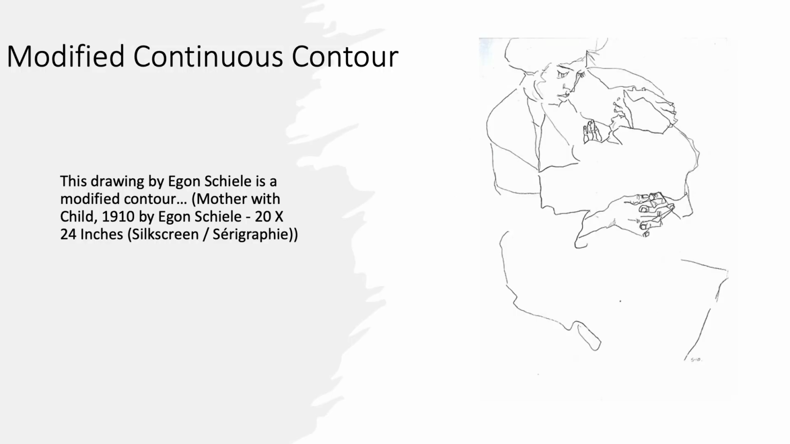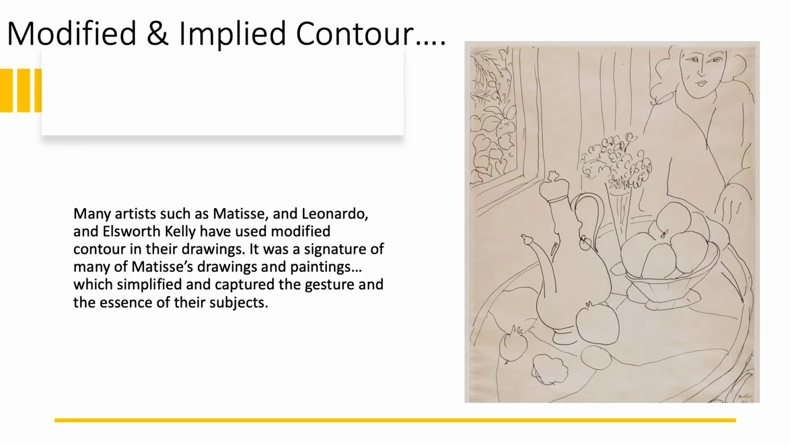Modified continuous contour. This work by Egon Schiele, which is actually a serigraph print, Mother and Child, done in 1910, is a very good example of a modified continuous contour. Modified and implied contour. Many artists such as Matisse, Leonardo, and Ellsworth Kelly have used modified contour in their drawings. It was a signature of many of Matisse's drawings and paintings, which simplified and captured the gesture and the essence of their subject.